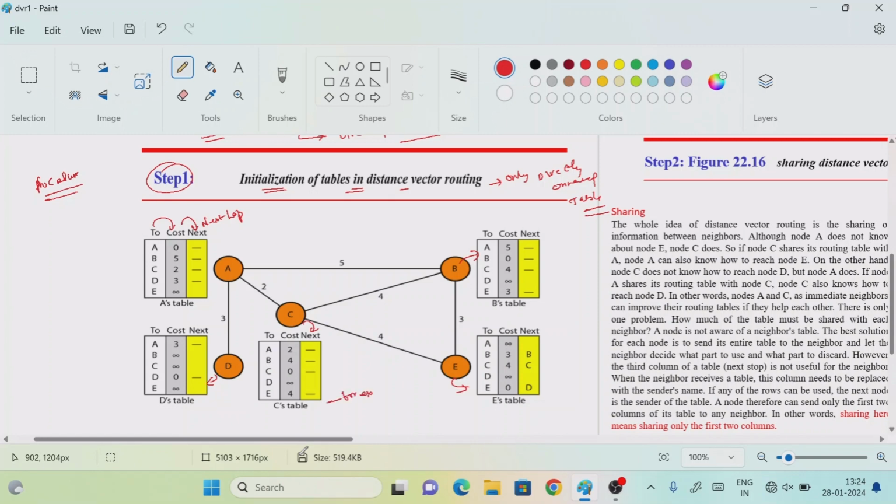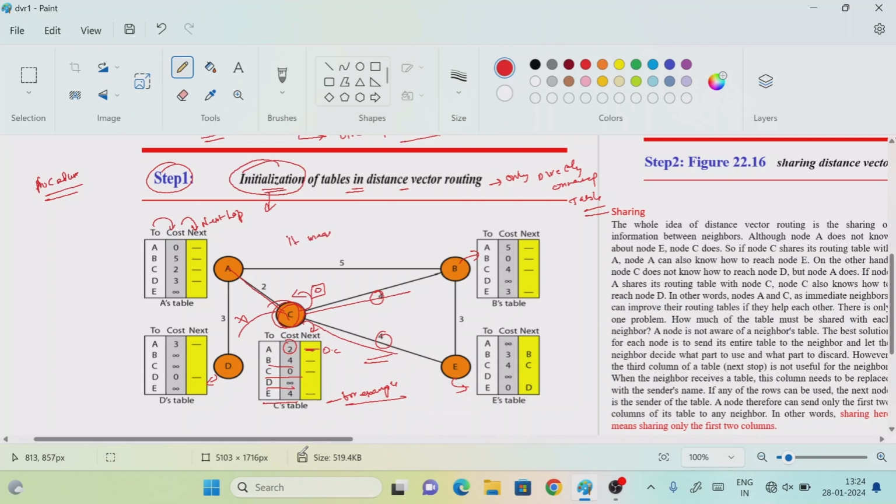For example, if you consider C, if it wants to go to A, the distance is 2. It is directly connected, right? Dash means directly connected. Now to go to B, the distance is 4, as you can see in the diagram. To go to C itself means 0. Then if it wants to go to D, the distance is infinite because it is not directly connected at this point of time, we don't know. For E, it is 4. That is what we call the initialization process.